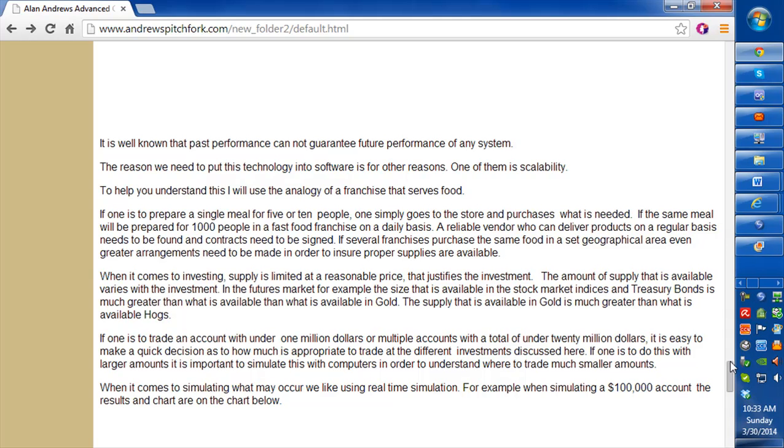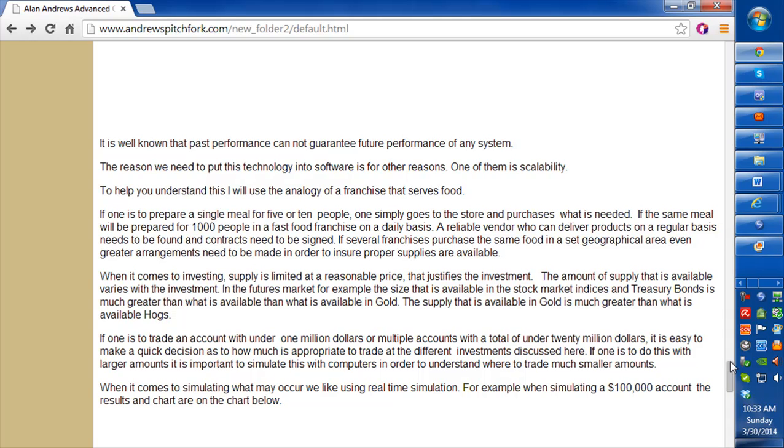Now, if one is to trade under $1 million or multiple accounts with a total of under $20 million, let's say, it's easy to make a quick decision as to how much is appropriate to trade in the different investments discussed here. However, if one is to work with larger amounts, it is important to have a simulator of some sort with computers rather than doing it manually in order to understand where to trade the much smaller amounts and how to do that.